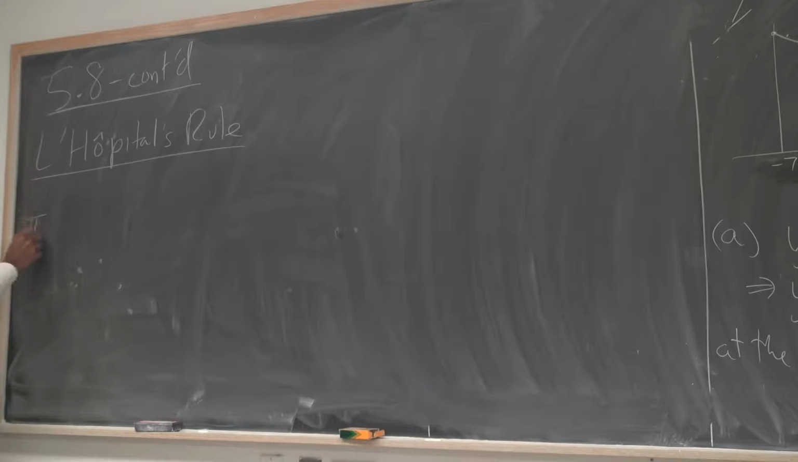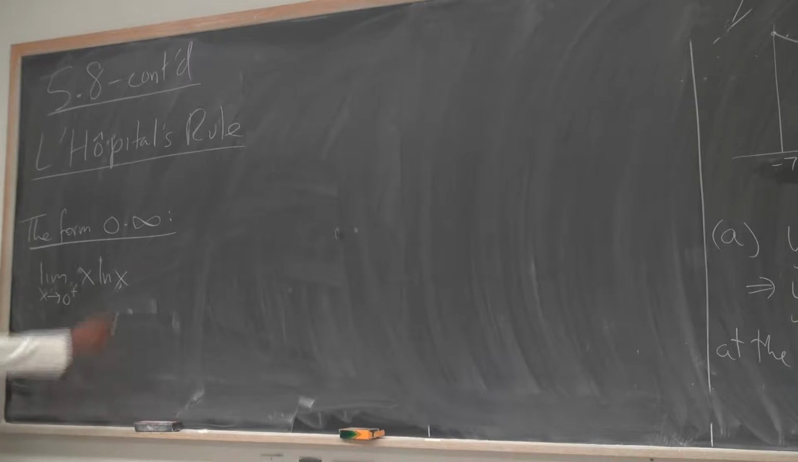So we looked at the form 0 times infinity. That's when we computed the limit as x approaches 0 plus of x ln x. So this looked like 0 times infinity. Well, it was like negative infinity, but the sign doesn't matter. And so how did we do this? You rewrote this as ln x over 1 over x. And why did we do that?